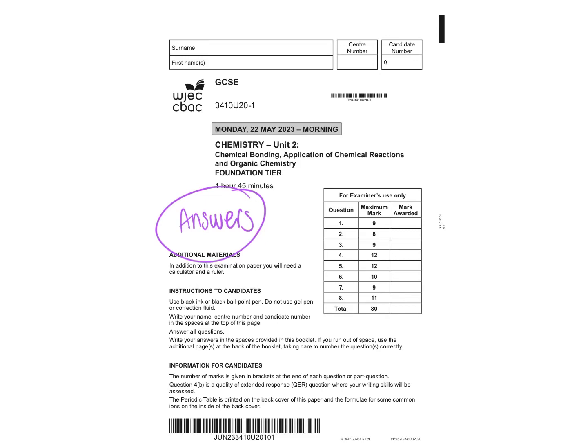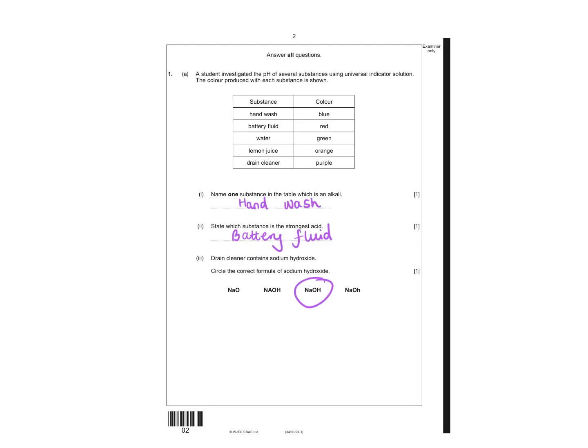So this is the triple chemistry paper for 2003. First question, kind of nice and easy. Different colours of a pH universal indicator scale. And then different substances. Name one substance that would be an alkali. I've gone with hand wash, but you could have gone with drain cleaner.